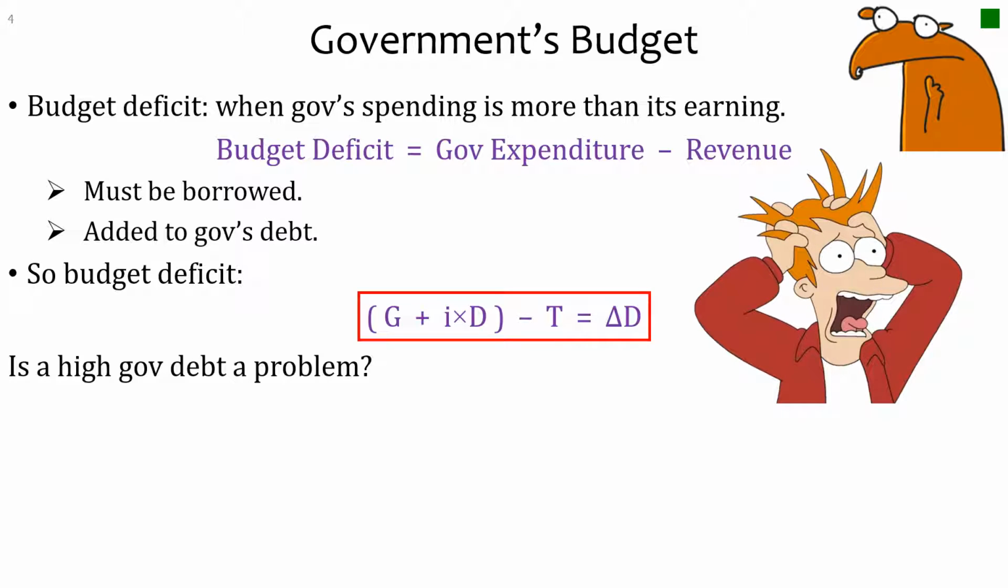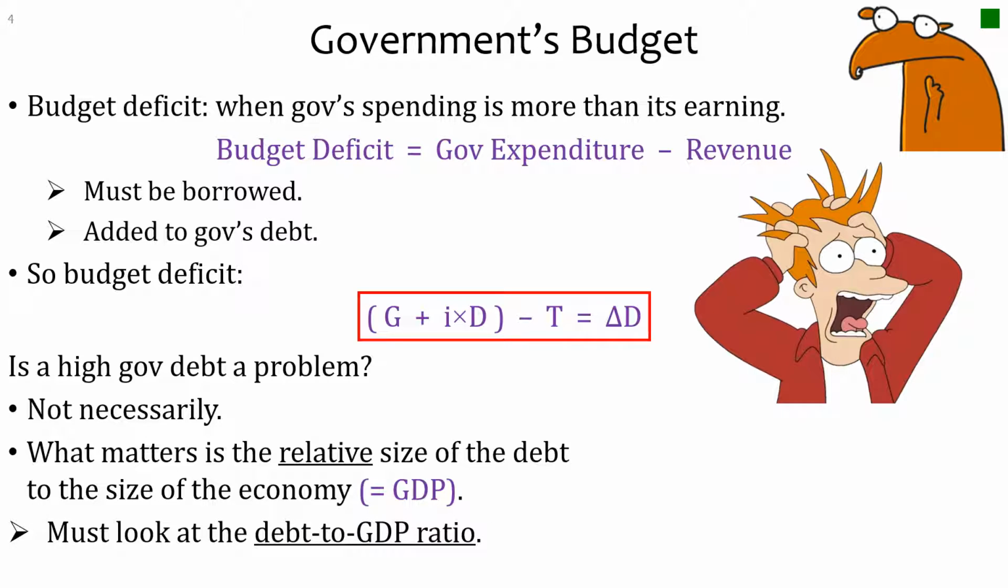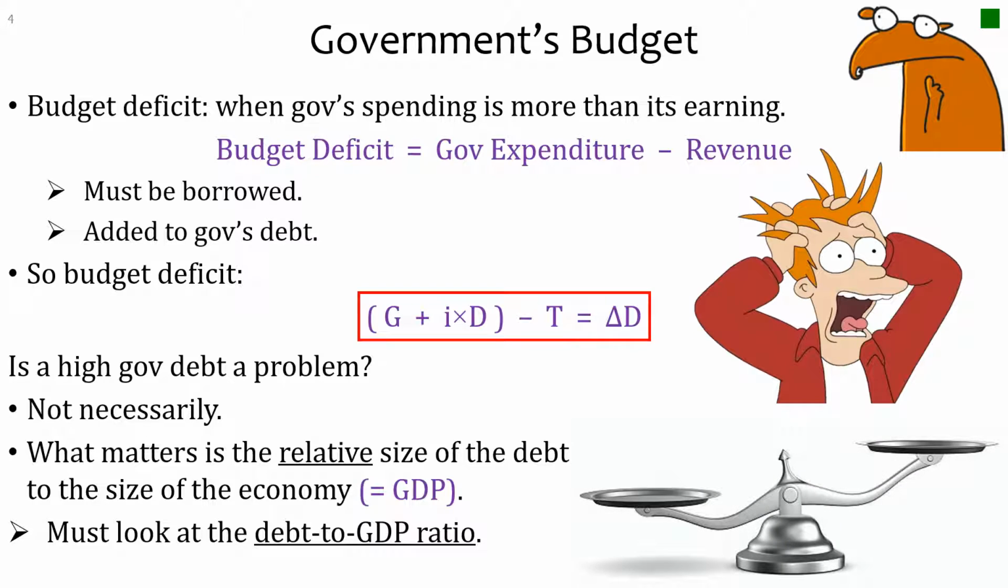Oh no, we have a debt. Well, the answer is not necessarily. This is the common misconception that when a government has a lot of debt, it is assumed to be a problem. What really matters is the relative size of the debt to the size of the economy, and the size of the economy is the GDP. So we must look at the debt to GDP ratio. It's always a relative measure. If the GDP is rising faster than the government's debt, then that's not a problem. But if the GDP is rising slower than the government's debt, then it might be a problem.